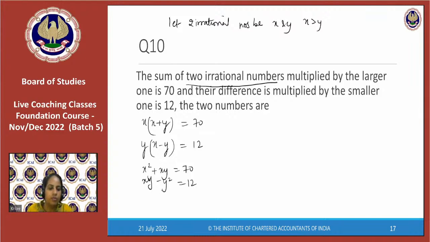Okay, so we have got this value. I can subtract these values. Okay, so I get x square plus y square as equal to 58. This can also be one of the equations.